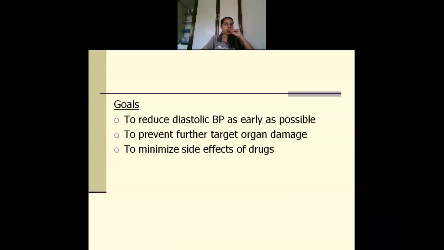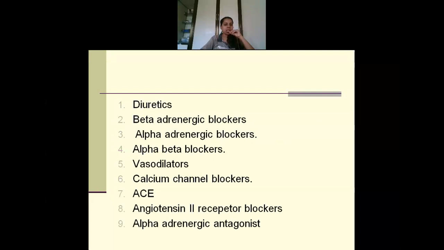So what is our goal of hypertension here? Our main goal should be to reduce the blood pressure. And we should see that the organs are not damaged, there are no complications, and there should be minimal side effects of the drug. Okay, so these many drugs are there in antihypertensive classification. Okay, there may be little changes in pharmacology. Okay, this is what we are studying in medsurg.